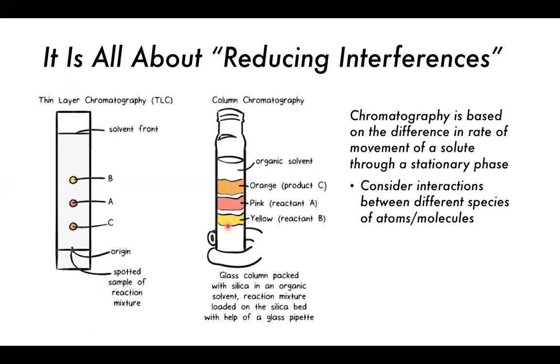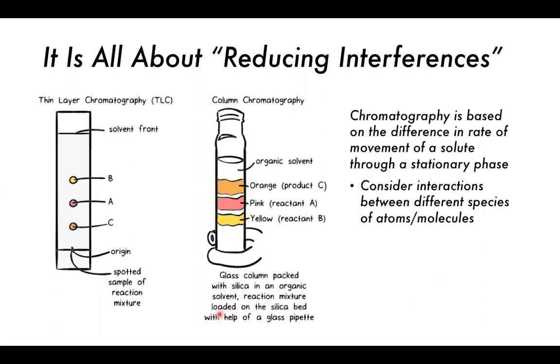And this separation, as you can see here, it's quite clear. We have yellow, pink, and orange. Usually they're not that colored. Usually we have to run TLC plates for the different fractions that we extract and try and find out the ones which have our product in it and which ones do not have our product. So this is a glass column packed with silica in an organic solvent.